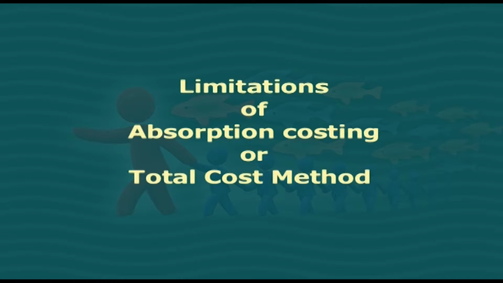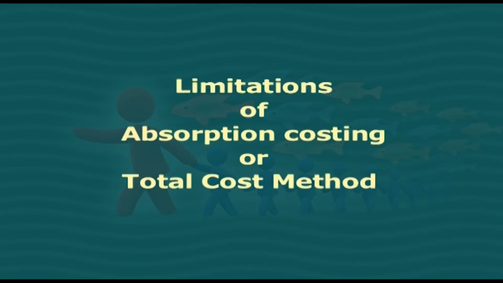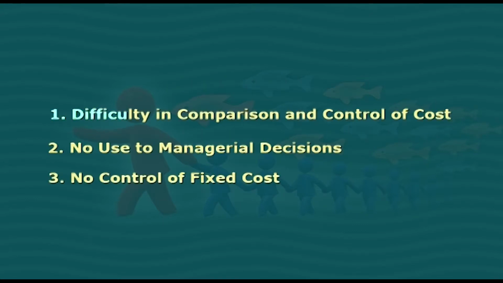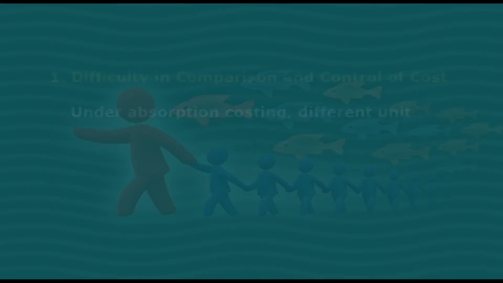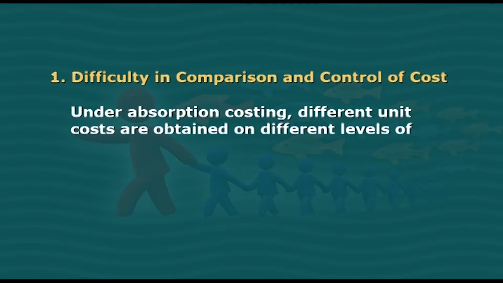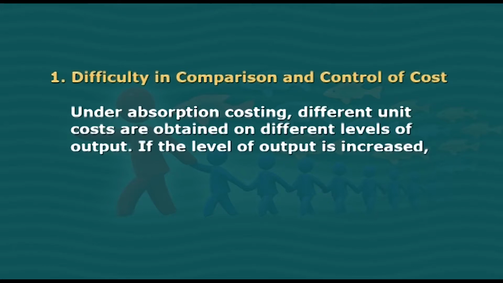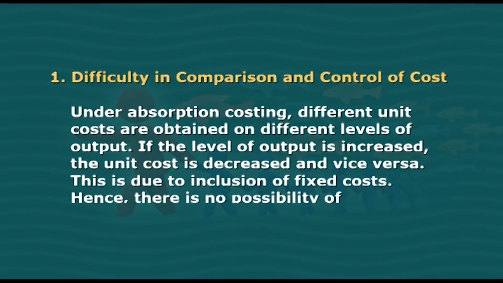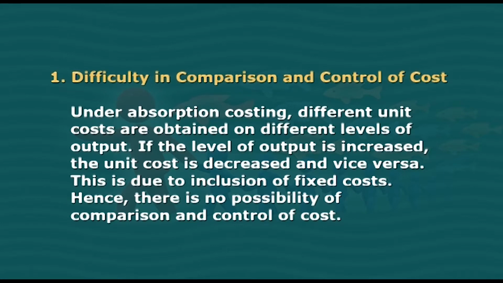Let us understand now the limitations of absorption costing or total cost method. First is difficulty in comparison and control of cost. Friends, under absorption costing, different unit costs are obtained on different levels of output. If the level of output is increased, the unit cost is decreased and vice versa. This is due to inclusion of fixed costs. Hence, there is no possibility of comparison and control of cost.